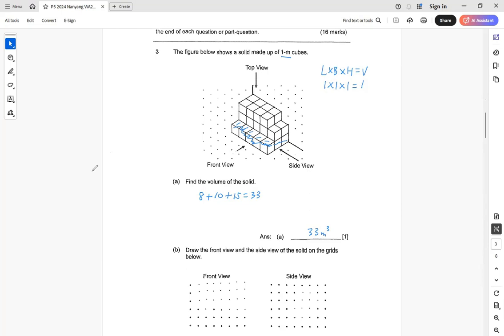Next, we have to draw the front view and the side view of the solid. Okay, so this one they already draw for us the arrows of what's the front view. Front view meaning you look from this side. Okay, so we have to look at all the surfaces that is facing this front. So we start from here, this higher layer. This one here is facing the front. Okay, means if we look at from this direction, which surface are we facing? We are facing this one. This one here is facing the front also. This one is also facing the front.